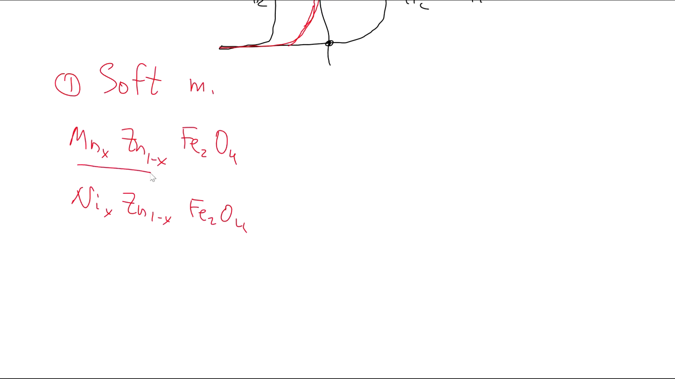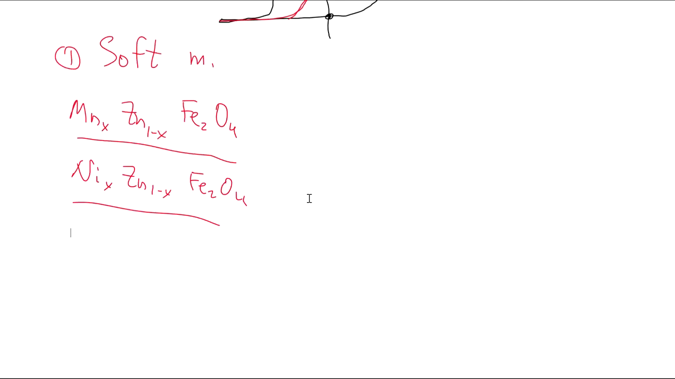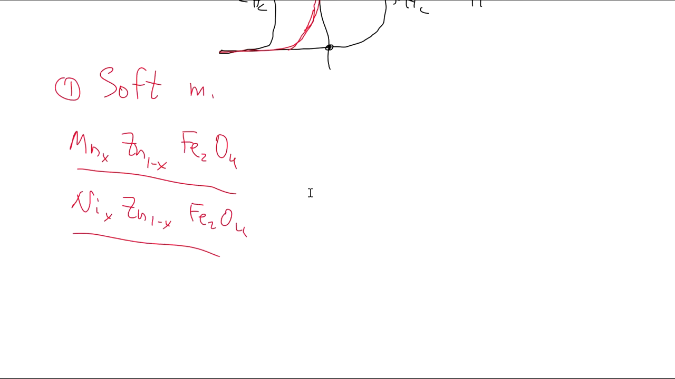So these are soft magnets, which means that you apply a field, they magnetize, you remove the field, they demagnetize themselves. The Curie temperatures are above room temperature. So where can we use those? Let me pull up the picture.